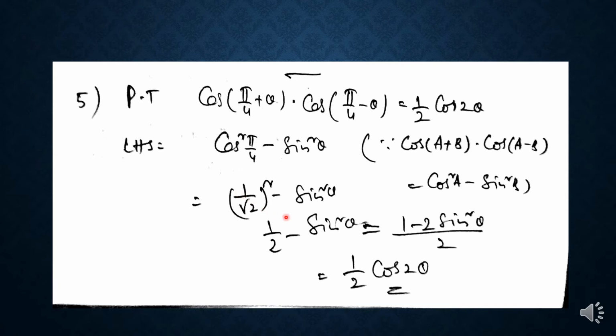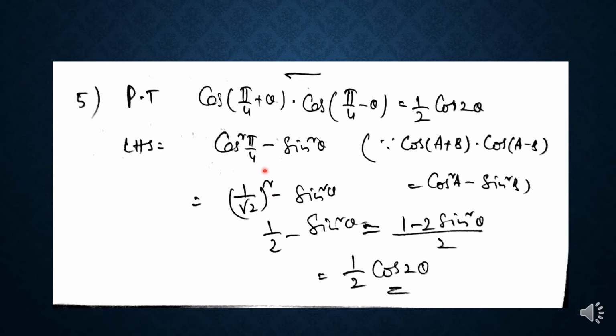1 by root 2 whole square minus sine square theta. So here 1 by root 2 whole square means 1 by 2 minus sine square theta, that is 1 minus 2 sine square theta by 2, that is equal to 1 by 2 into 1 minus 2 sine square theta, which is equal to 1 by 2 into cos 2 theta. So here we applied the formula cos of A plus B into cos of A minus B is equal to cos square A minus sin square B, where A is equal to pi by 4 and B is equal to theta.